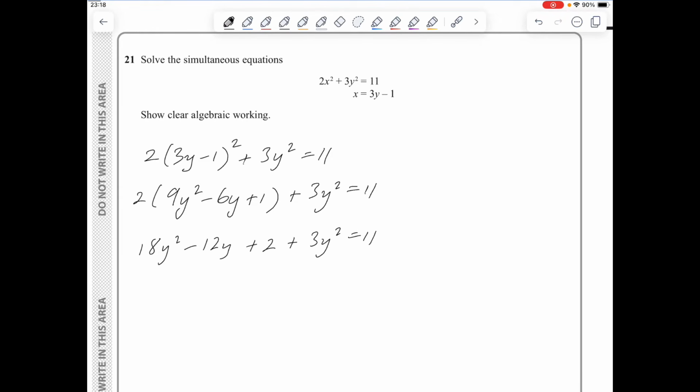Now let's take everything to the left and simplify. So I've got 21y squared minus 12y minus 9 is equal to 0. Before attempting to solve this quadratic, I will divide everything by 3. So I get 7y squared minus 4y minus 3 is equal to 0.